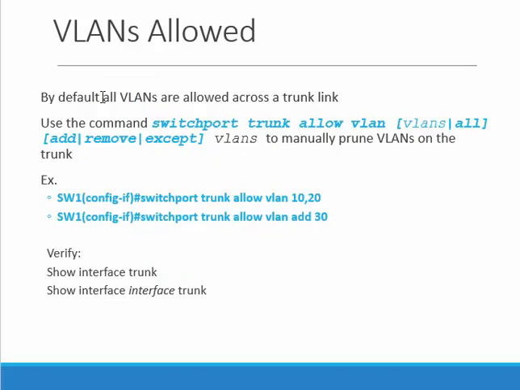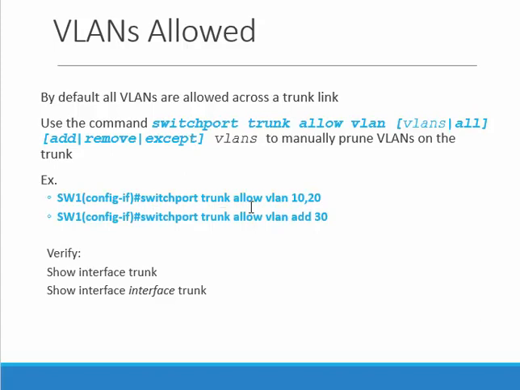Again, by default, all VLANs are allowed. We can use the command switchport trunk allowed vlan to specify particular VLANs being allowed across the link. If we specify particular VLANs and later we want to add or remove a VLAN, we use the same command except we use add or remove. Or we can do all VLANs except. So if we use the except, you can see except 20, allow all except 20.